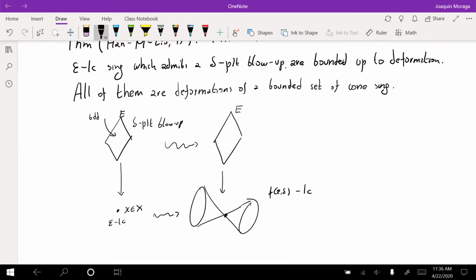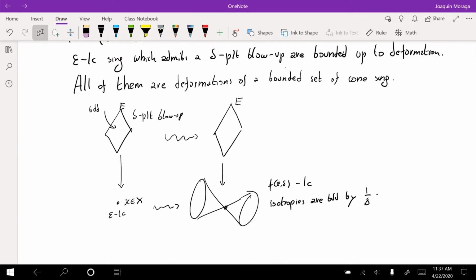So okay, maybe here I'm writing something wrong, but let me just write a function of epsilon and delta log canonical, and isotropies are bounded by a function that only depends on delta. So maybe it was 1 over delta. So now we are in the context of cone singularities with bounded log discrepancies and bounded isotropies. So this with bounded, it means bounded above. And all the other bounds I'm putting here are below.